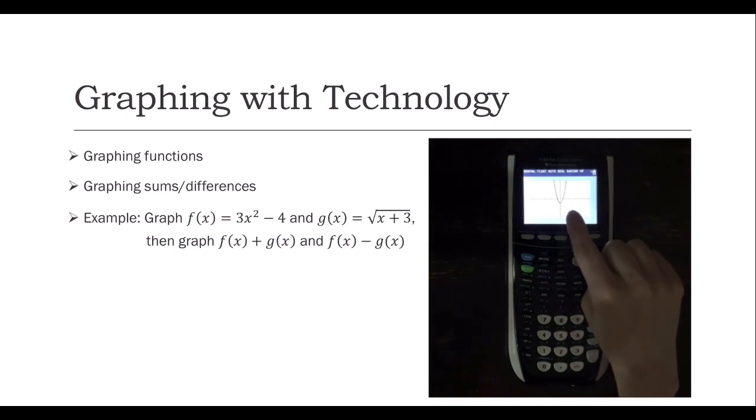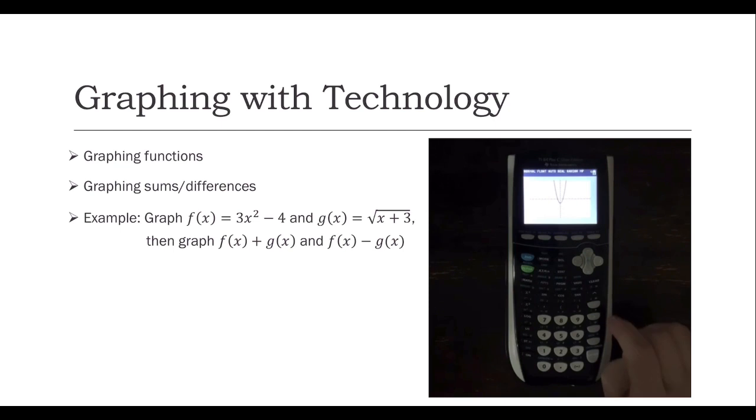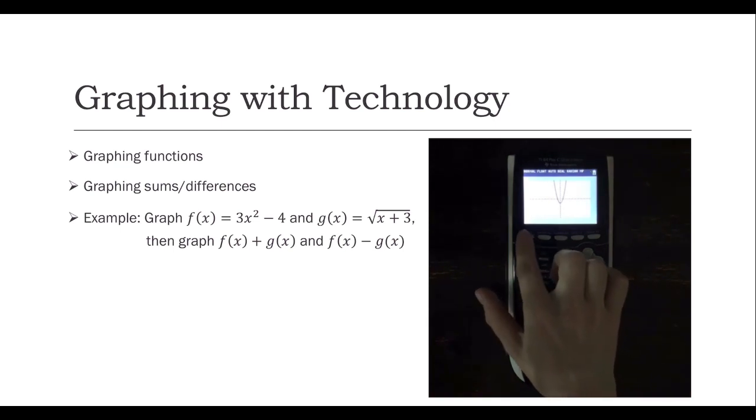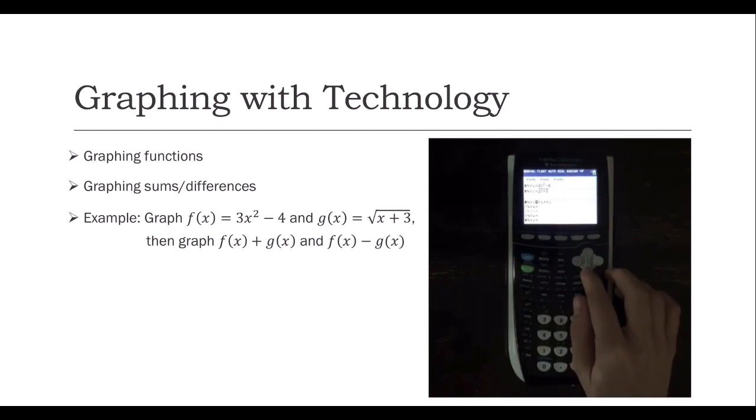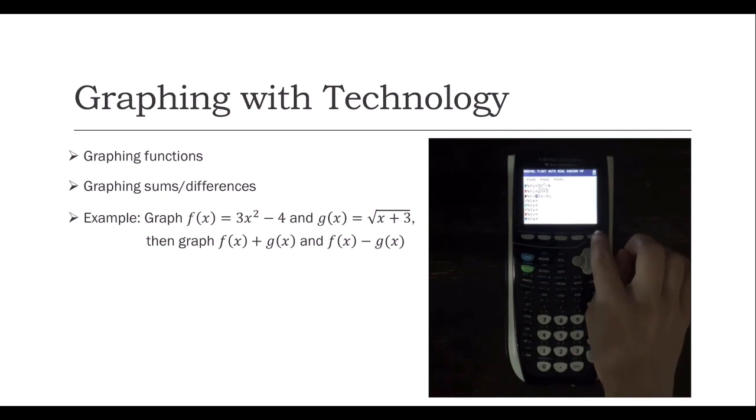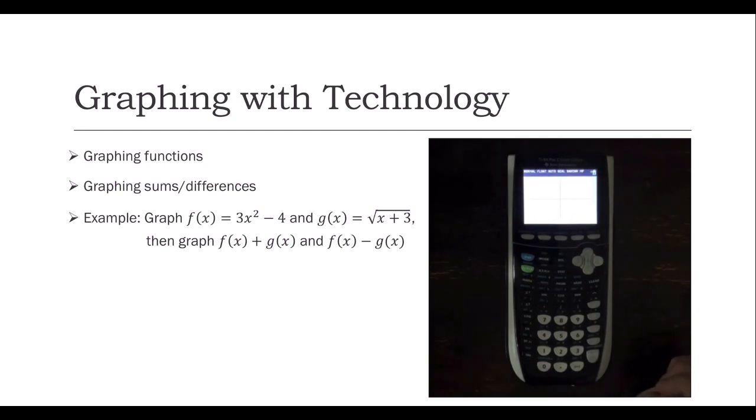So here's our sum of those two functions. Finally, we can graph the difference by going down to y3, and we can just change the plus into a minus and hit graph. So there's the difference of those two functions. So that's how you would enter functions and find the sum and difference of functions on your calculator.